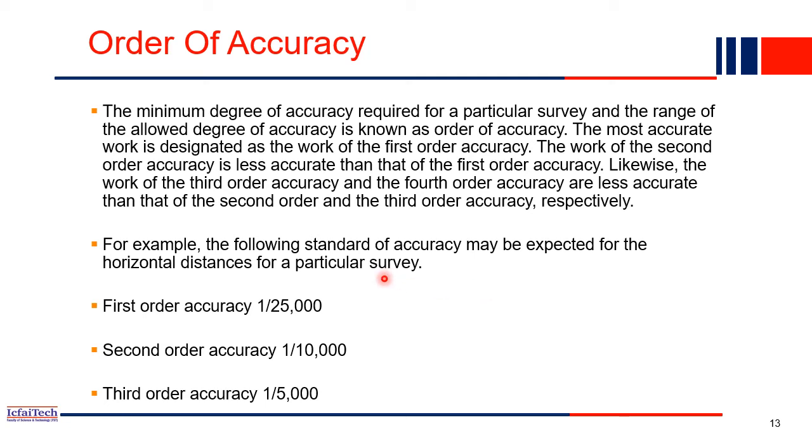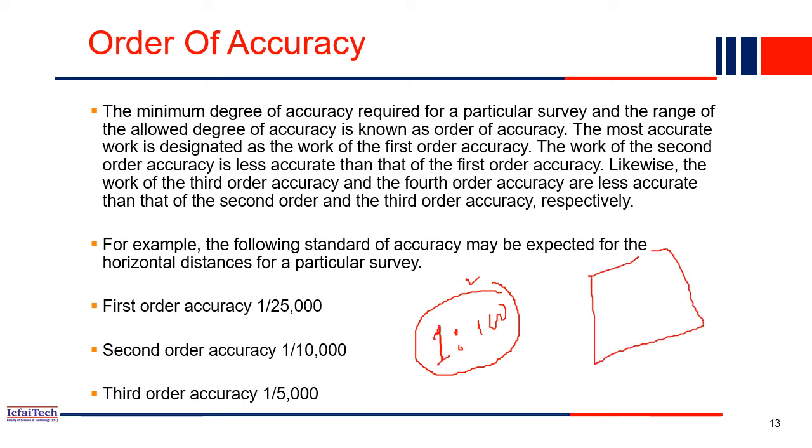For example, if you are preparing a map for the country level, in that case accuracy may be 1 is to 100 allowed. Means every 100 kilometer distance or every 100 meter distance, 1 meter error is fine. If you are doing it for the Survey of India level, right, very big level, country level, if you are doing the surveying.